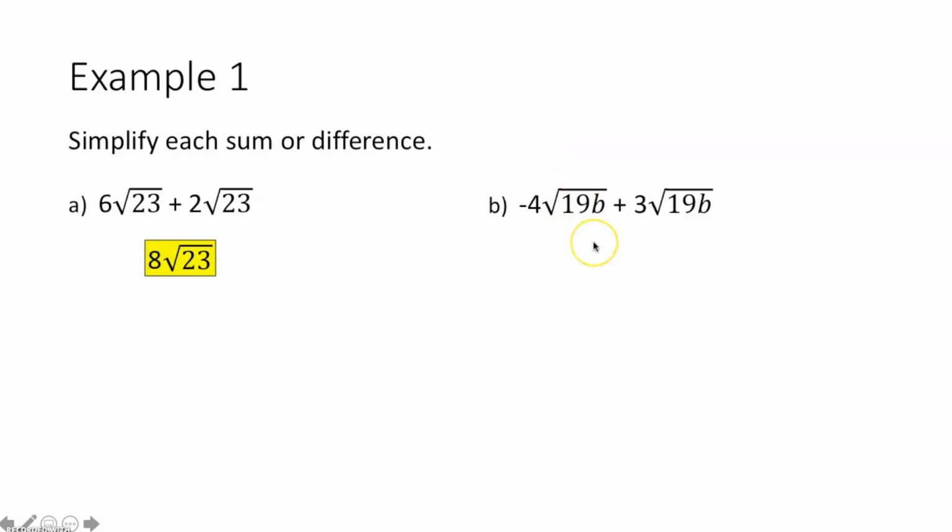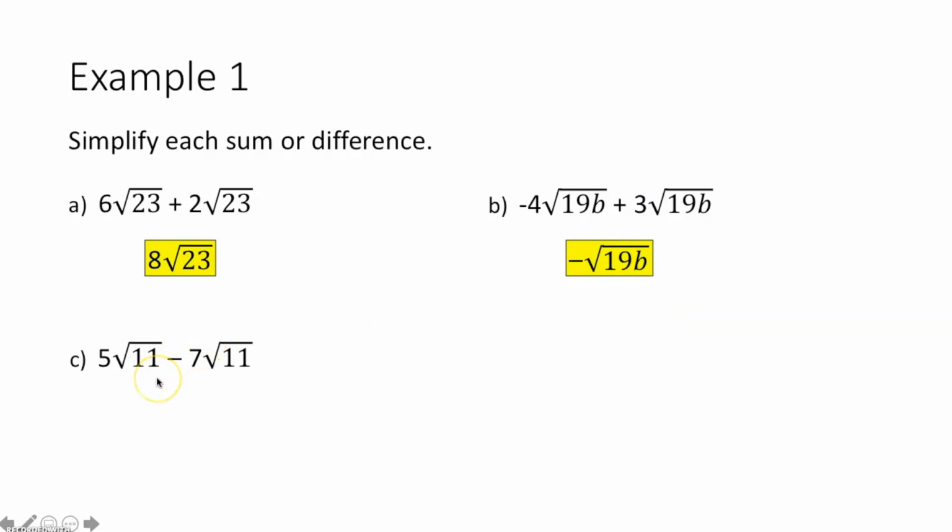Here, do we have like radicals? Yes, we do. So we go ahead and keep that radical, and then we add or subtract whatever's out front. So what are our coefficients? -4 and then +3. What's -4 plus 3? That's -1. So you can write -1 rad 19b, or you can write just a little negative out front. That's what most people do.